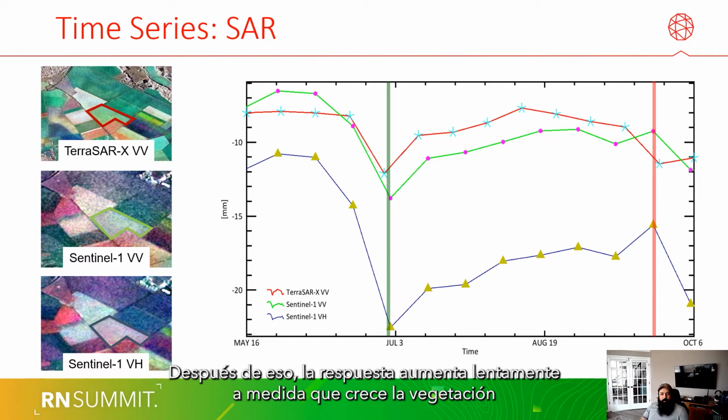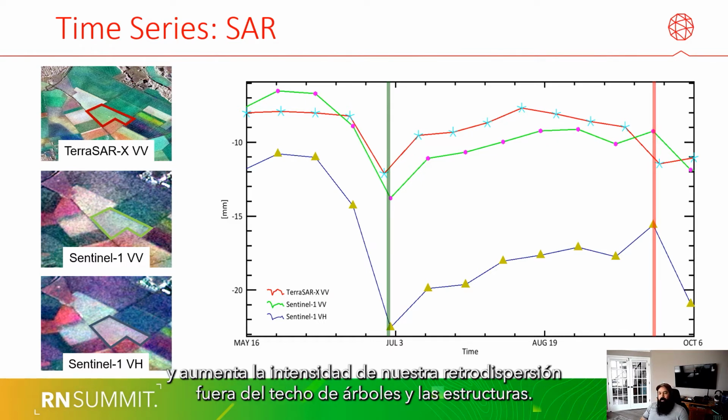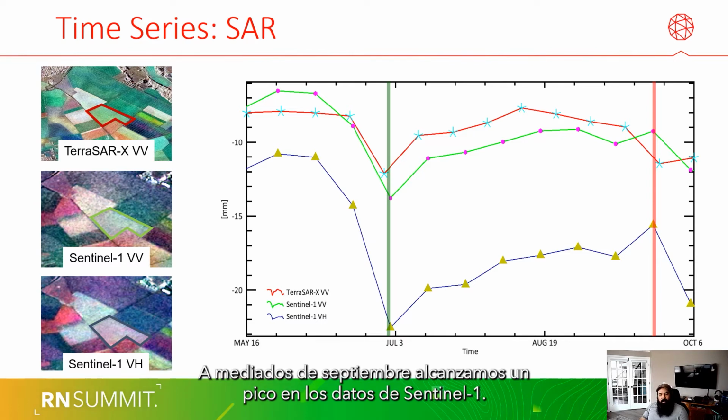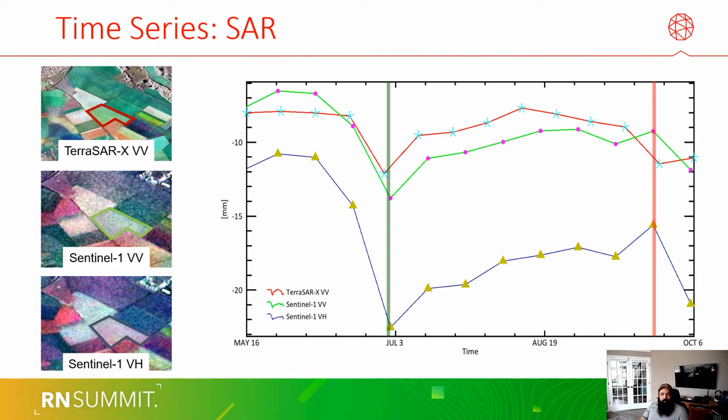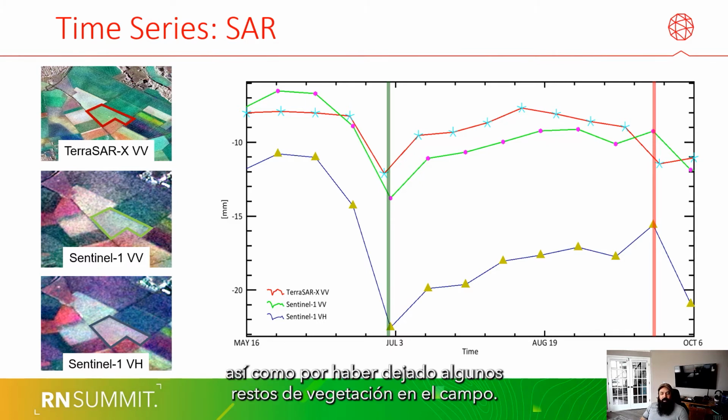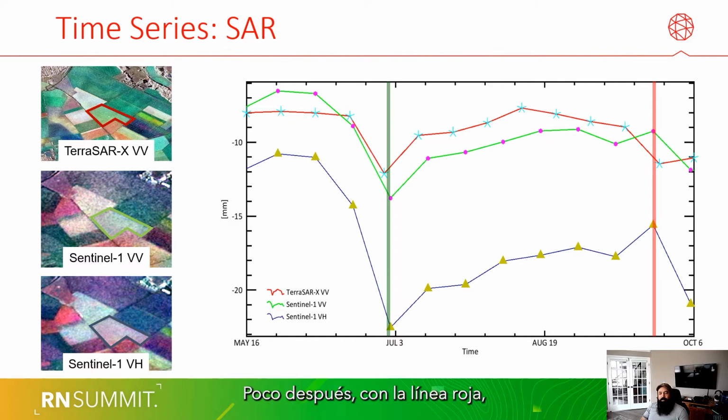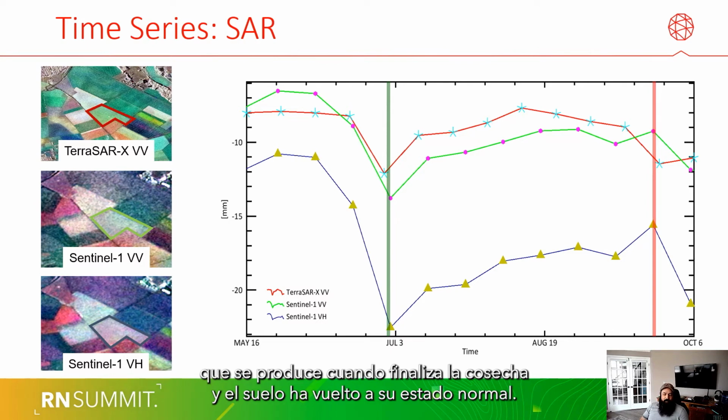After that, the response slowly increases as vegetation grows and the intensity of our backscatter off the canopy and structures increases. In mid-September, we hit a peak in Sentinel-1 data that is caused by the harvesting and upchurning of the soil, as well as leaving some of the vegetation debris on the field. Soon after, with the red line, we see a decrease in the TerraSAR-X imagery, which occurs when harvesting is finished and the soil is returned to its normal state.